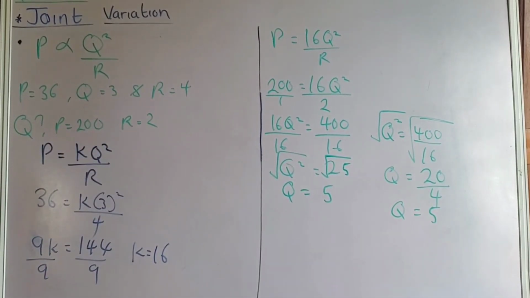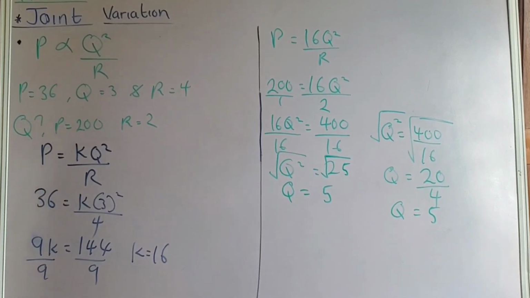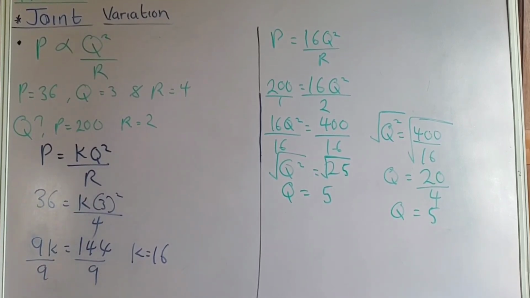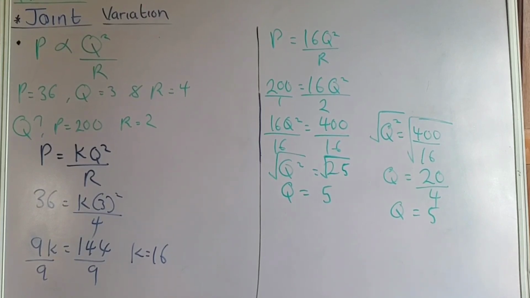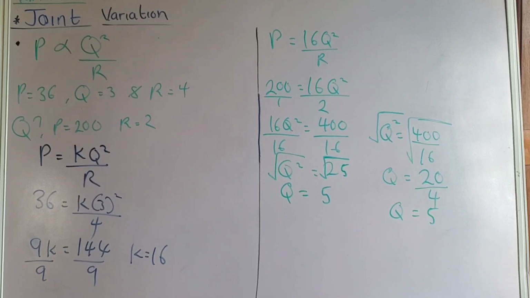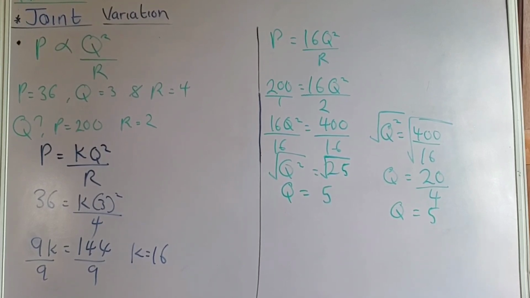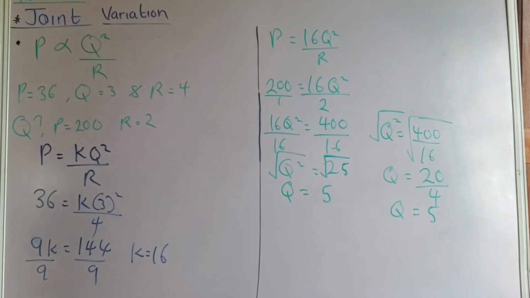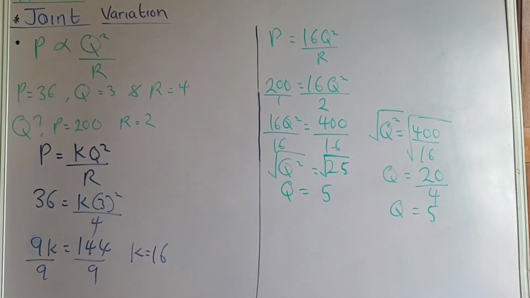Okay, let's look at one more question. If A varies directly as the product of B and C, when B equals 4 and C equals 6, A equals 30, find A. The first question is the relationship between A, B, and C. The second question under that, we are asked to find A when B equals 4 and C equals 6. The question is simple.